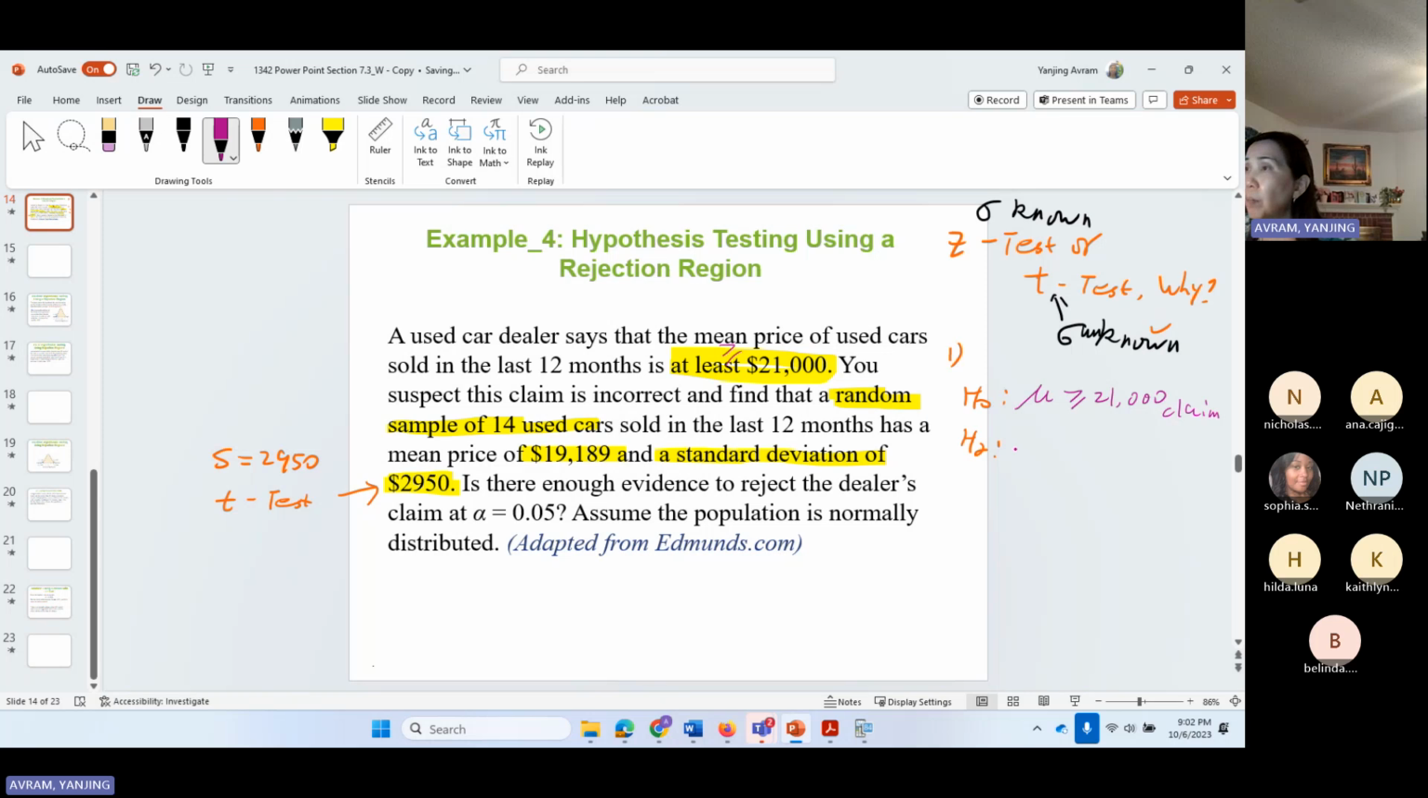Now my alternative for this one will be just less than. That means this is a left tail test. Okay, left tail test in here.